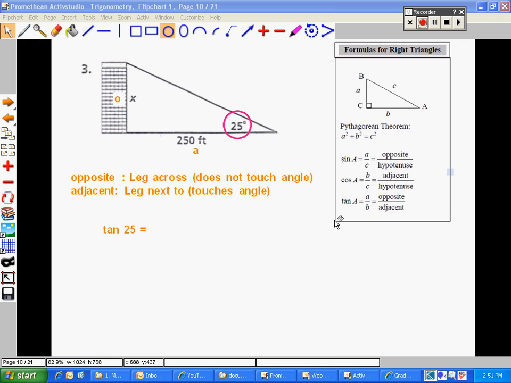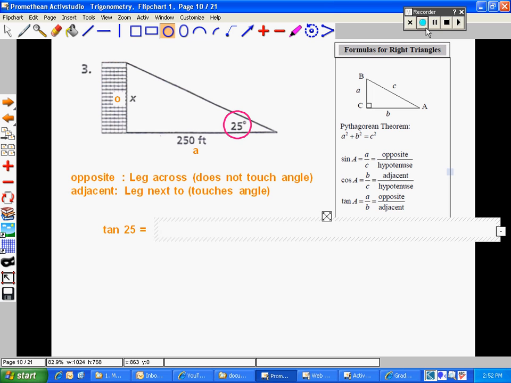Now that I've decided to use the tangent, I need to decide how to set up the ratio. That's the second reason we look at the formula sheet. It says tangent is the opposite over adjacent. The opposite side has to go in the numerator, the adjacent has to go in the denominator. So the opposite is x, the adjacent is 250. So I have to write x over 250.